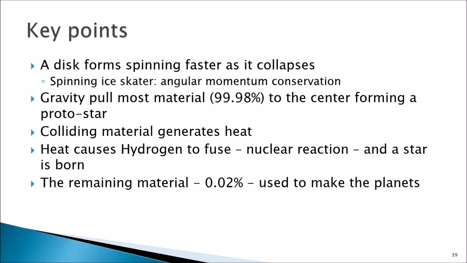Gravity is pulling most of the material to the center, and it forms what we call a protostar. The colliding material is producing heat. The heat will cause the hydrogen to fuse, creating a nuclear reaction, and a star is born. Surprisingly, only 0.2% of the remaining material is used to make all the planets.